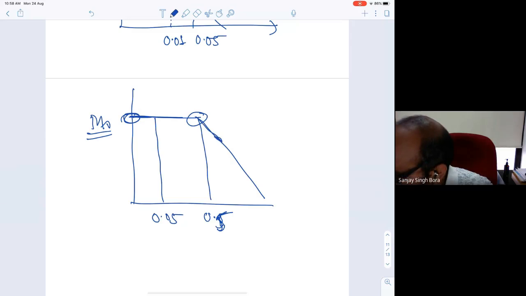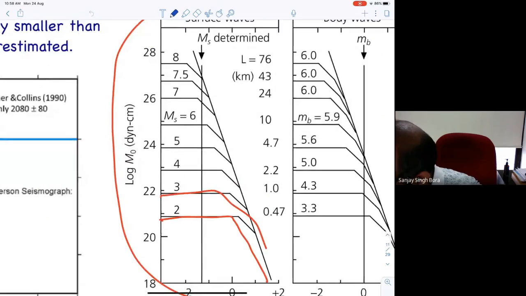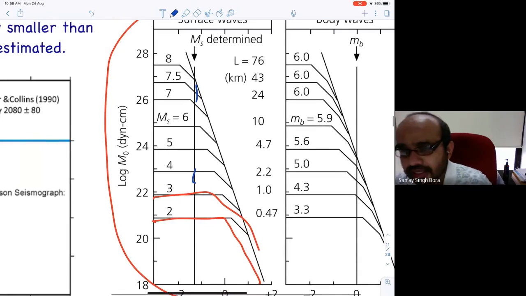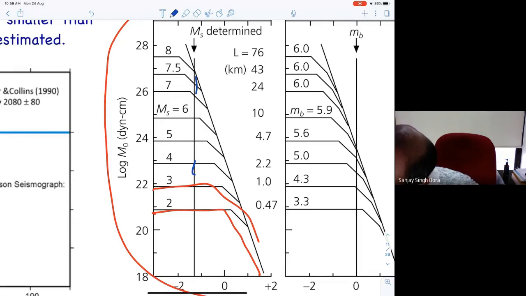If you are measuring beyond this corner, that means you are measuring it somewhere here. That's what this lecture is showing you here. Same thing. So it is showing that the larger the magnitude, the corner is shifting towards lower frequencies. So your MS is fine here, because MS is in the plateau.